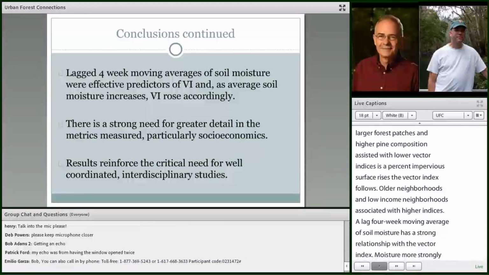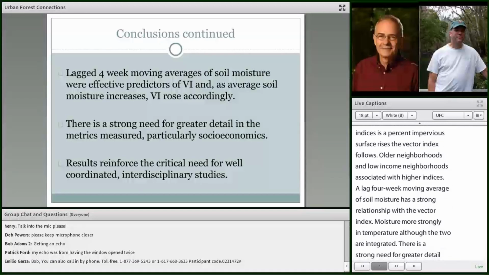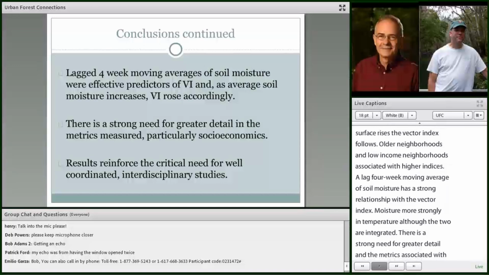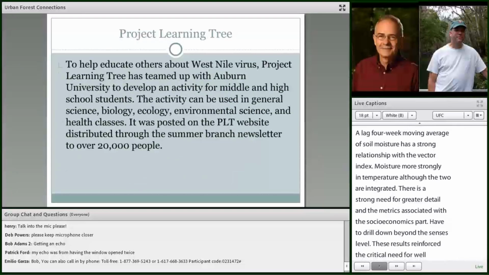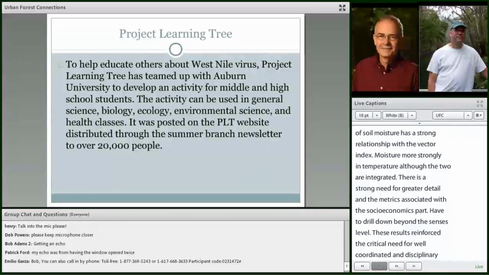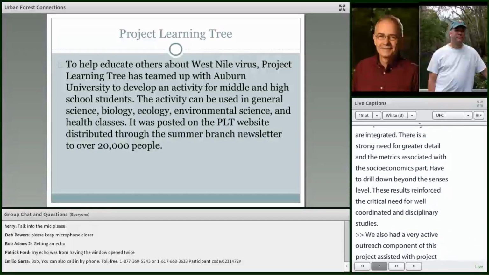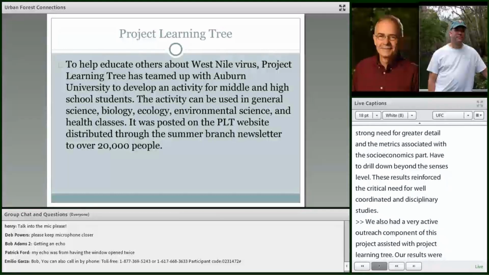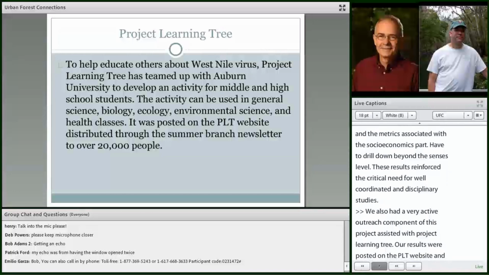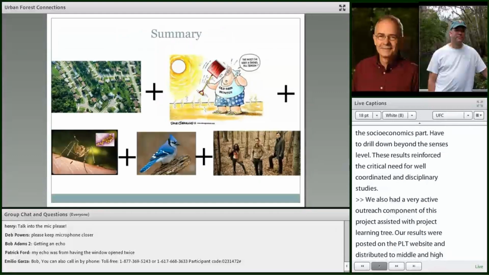There's a strong need for greater detail in the metrics associated with the socioeconomics part. We need to drill down there beyond the census level. And again, these results reinforce the critical need for well-coordinated interdisciplinary studies. There was also a very active outreach component of this project associated with Project Learning Tree, where our results were posted on the PLT website and distributed through their summer newsletter to 20,000 middle and high school students. We also did a number of presentations out and about in the Southeast associated with our results.